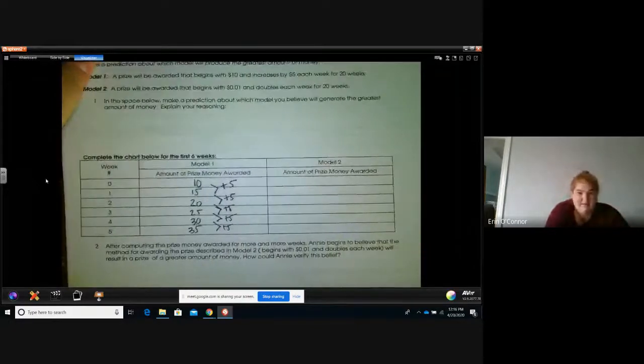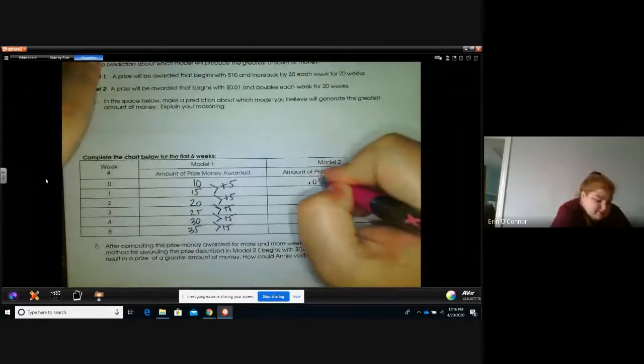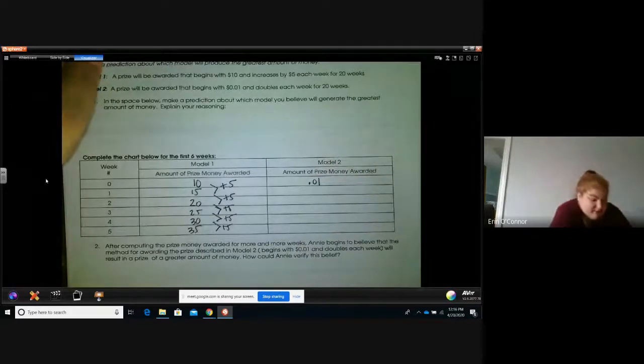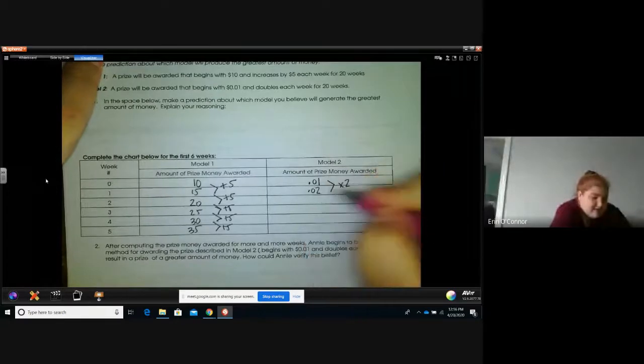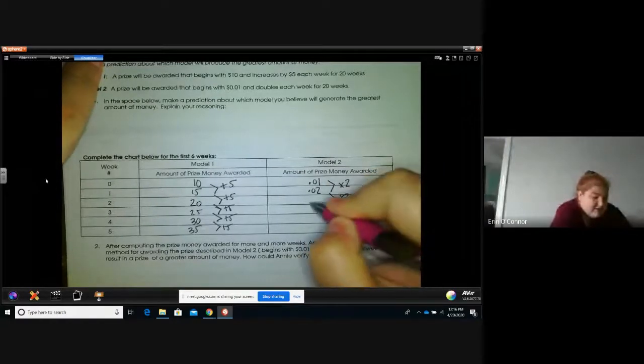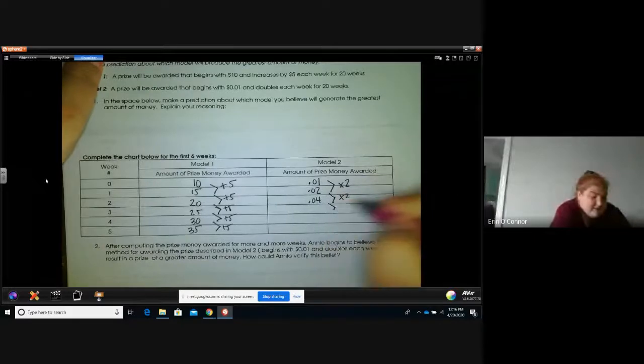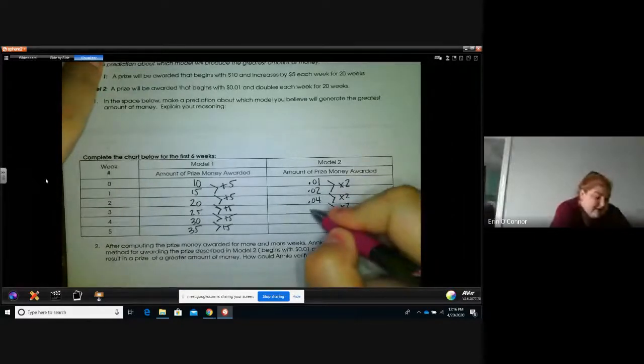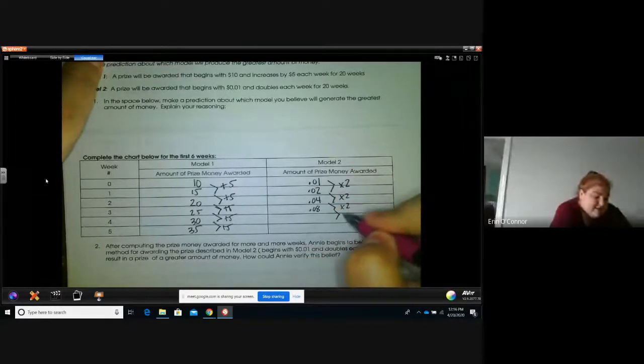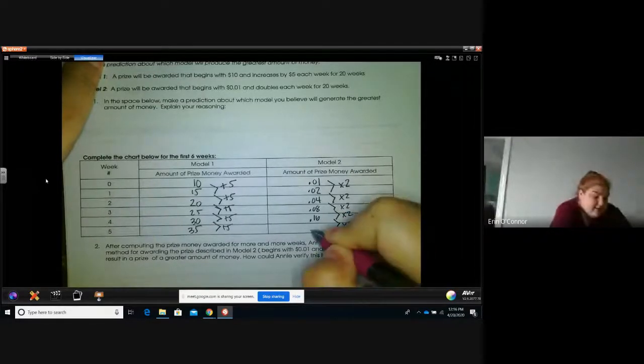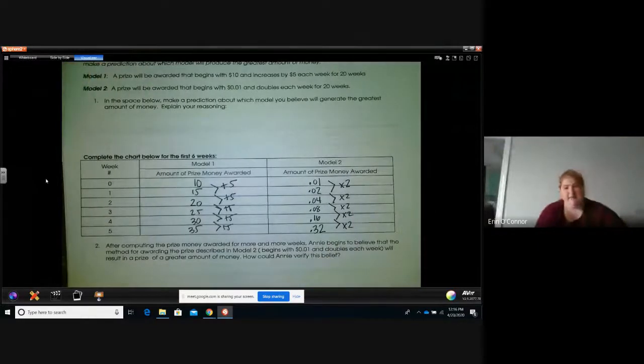Okay, for the next one, we're starting with 1 cent, and we're doubling, which means we're multiplying by 2. So 1 cent times 2 is 2 cents. 2 cents times 2 is 4 cents. 4 cents times 2 is 8 cents. 8 cents times 2 is 16 cents. 16 cents times 2 is 32 cents. Again, think of what type of function we have if we're multiplying by 2.